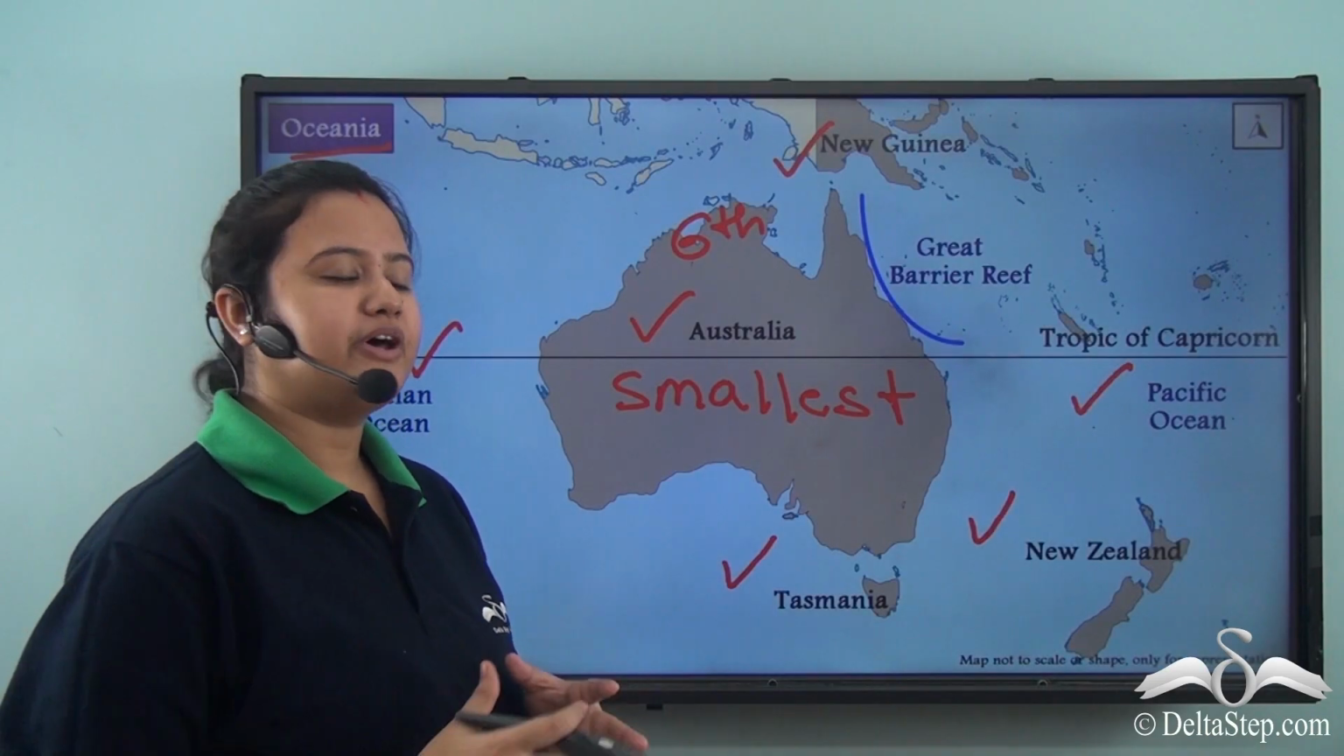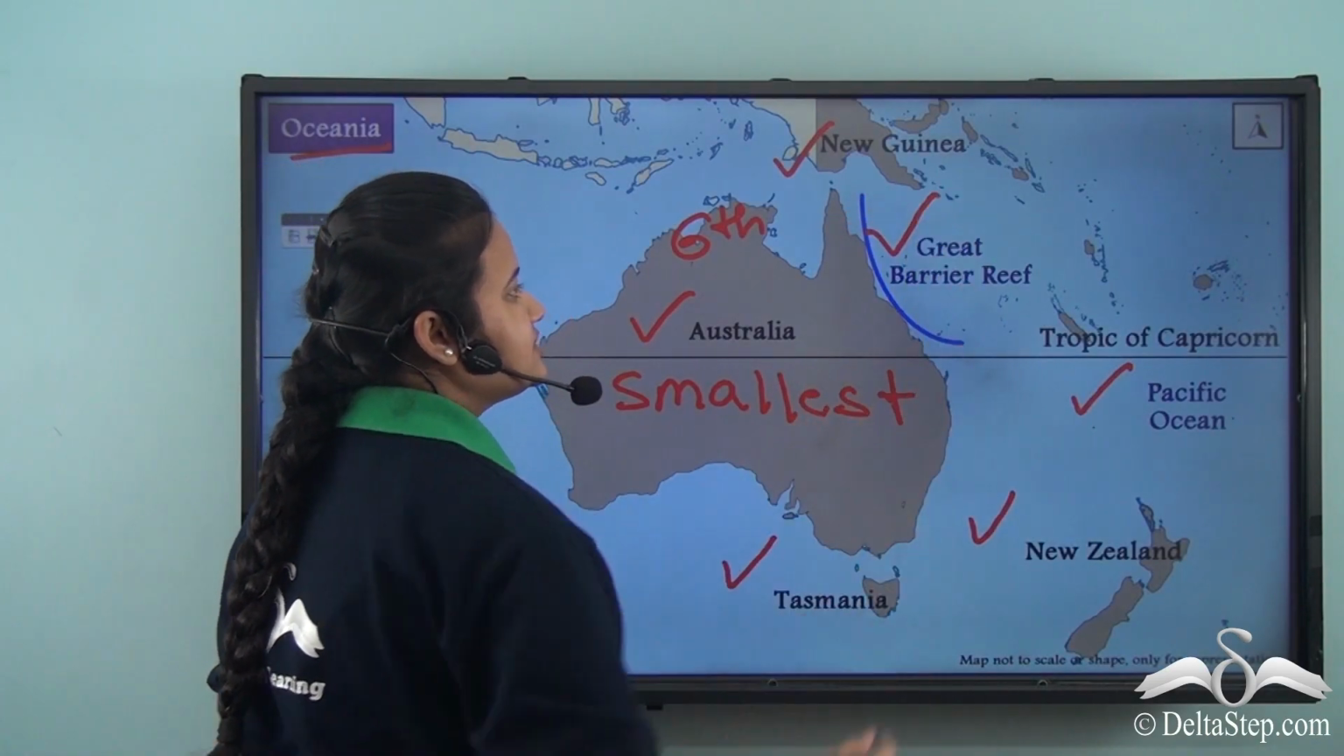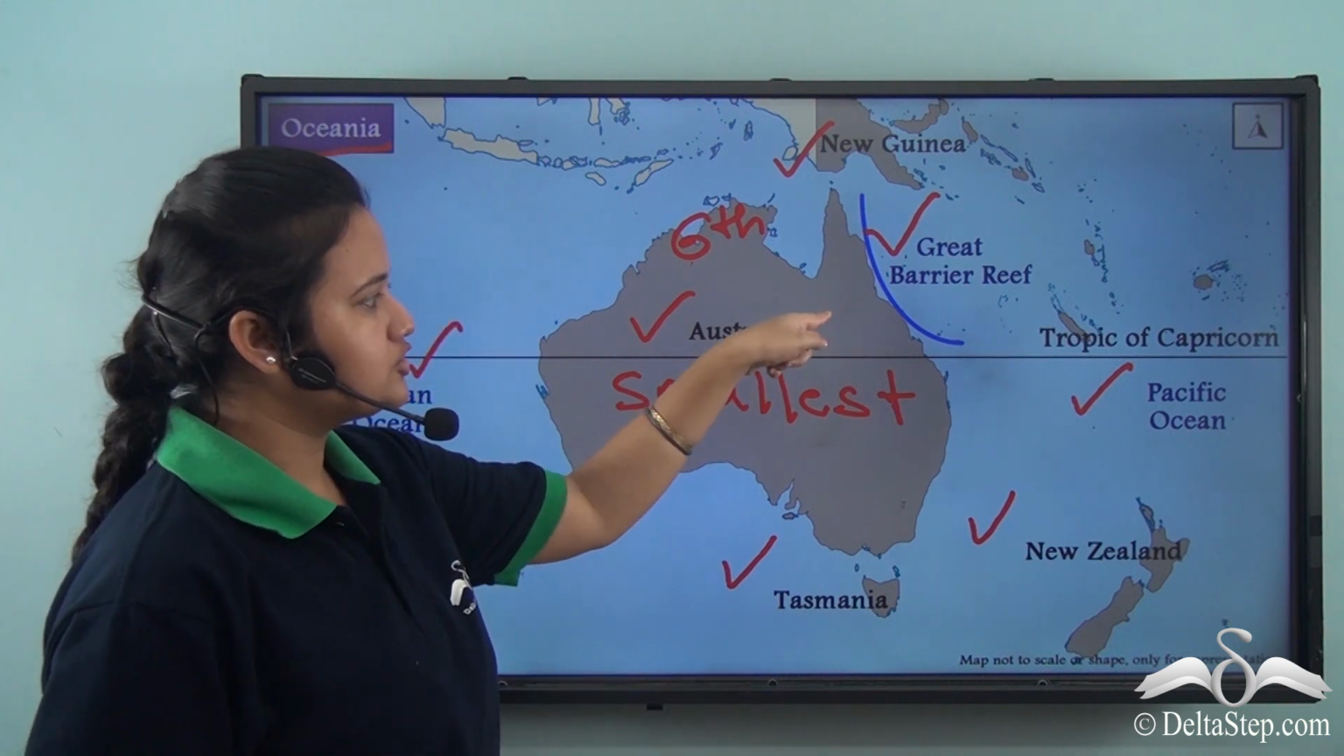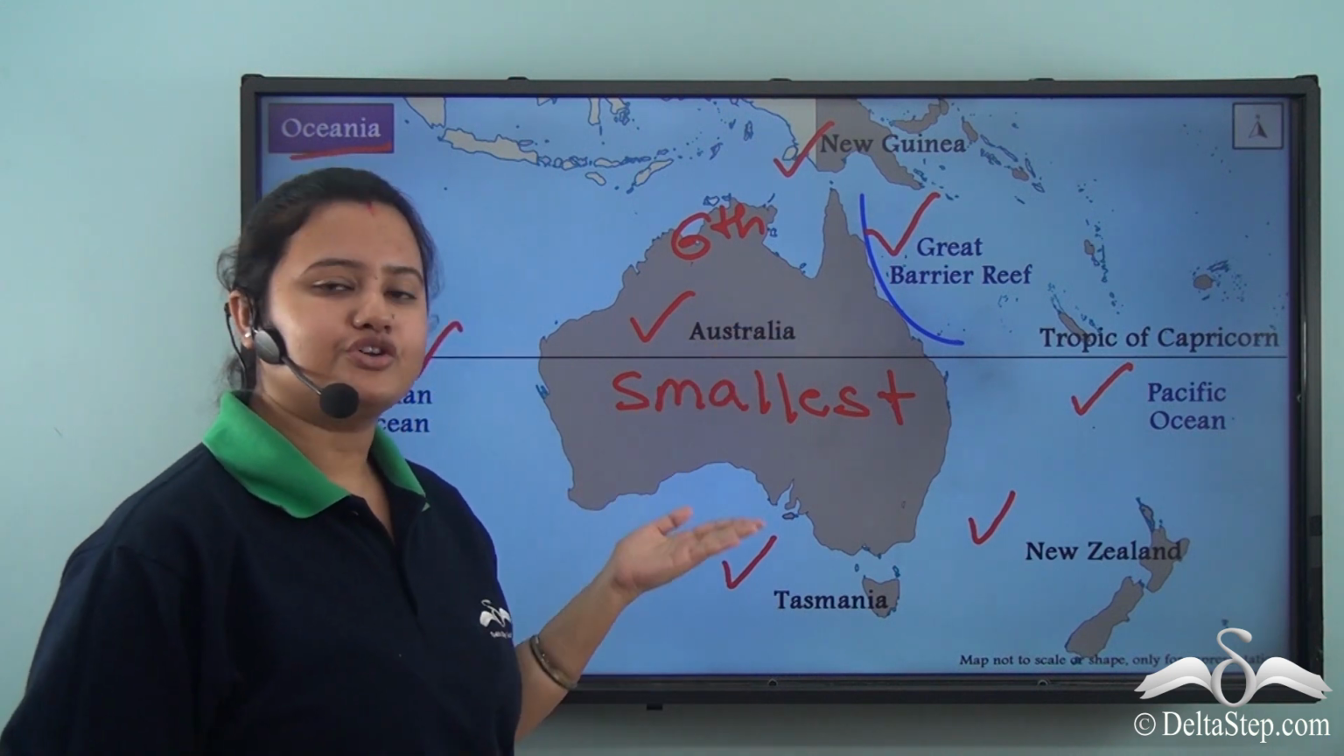Also, the Great Barrier Reef, which is the largest coral reef in the world, is situated in the continent of Australia.